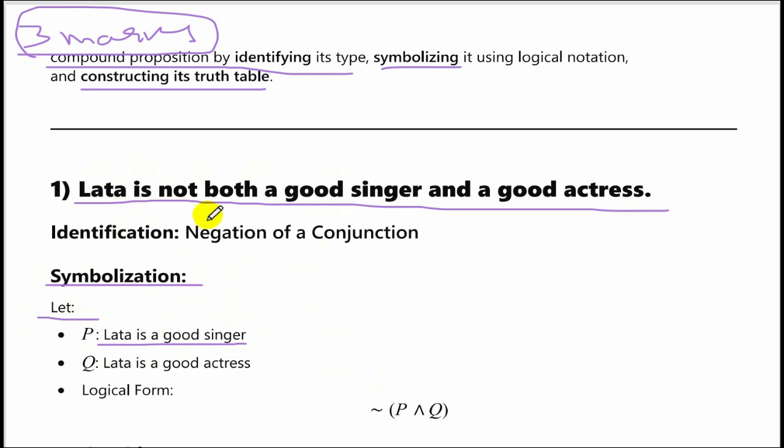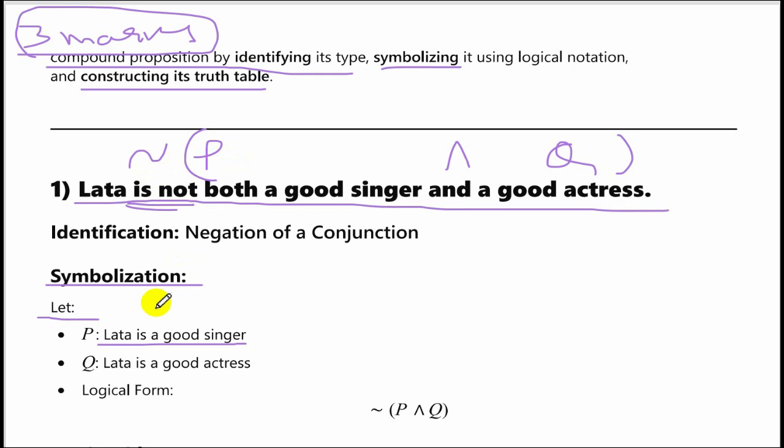Lata is a good singer. Lata is a good actress. So Lata is a good singer is P. Lata is a good actress is Q. Okay, and we have to use the conjunction symbol. Okay, and is not, so we have to negate it.